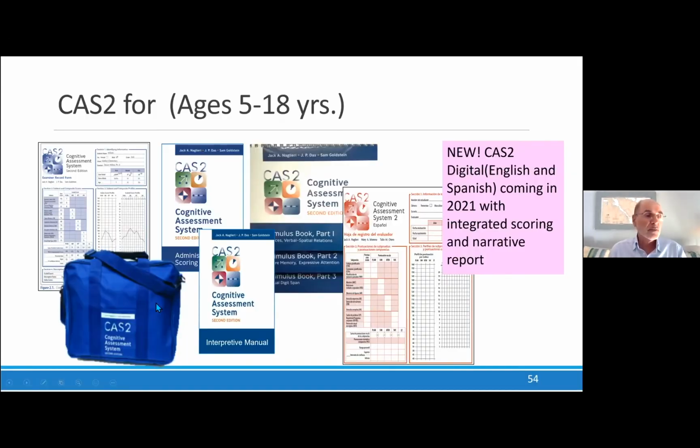That's what the tests are designed for. They're designed to be used in a number of different contexts by a number of different people. A lot of special ed and teachers are using the CAS2 brief and the rating scale respectively. A lot of psychs are using the rating scale as a follow-up or a screener. We are working on a digital CAS. It's actually just about done. So I'm really excited about that.